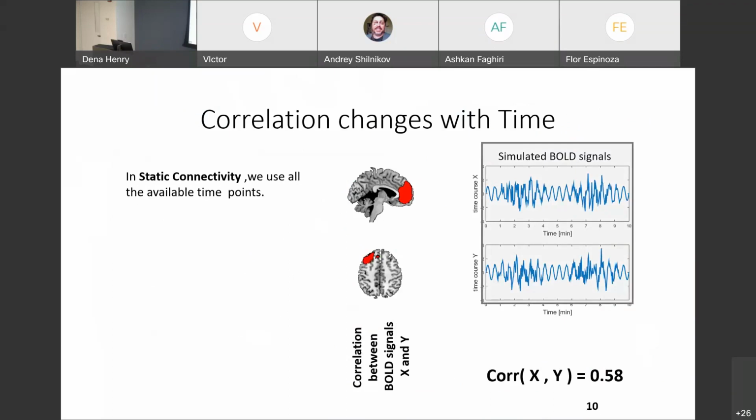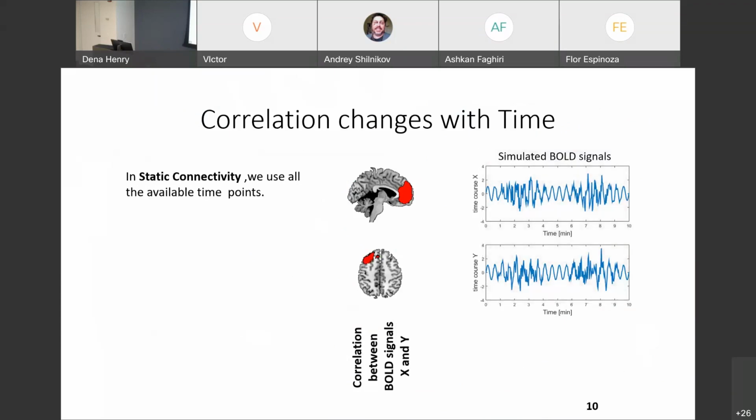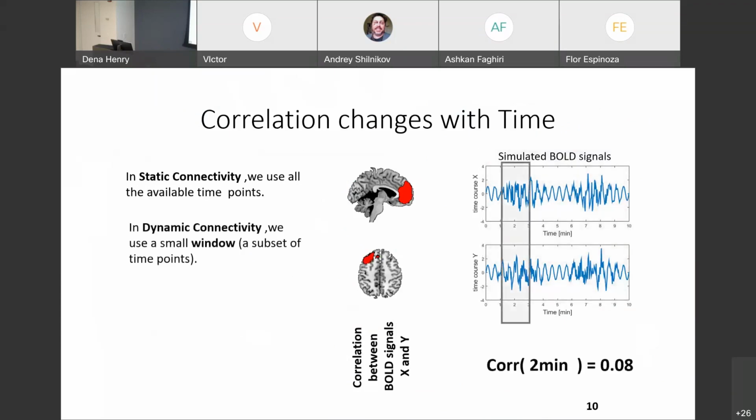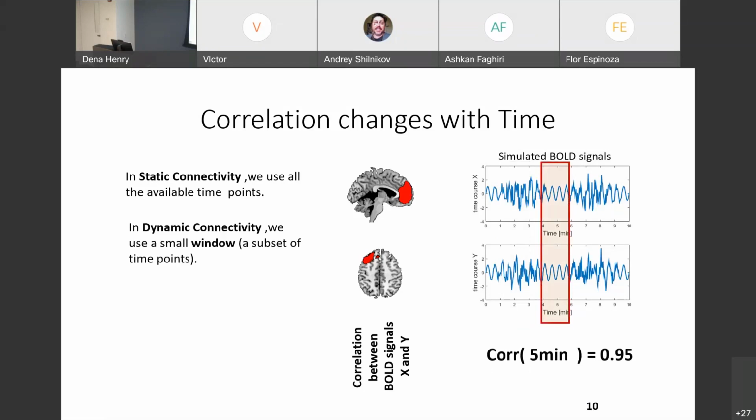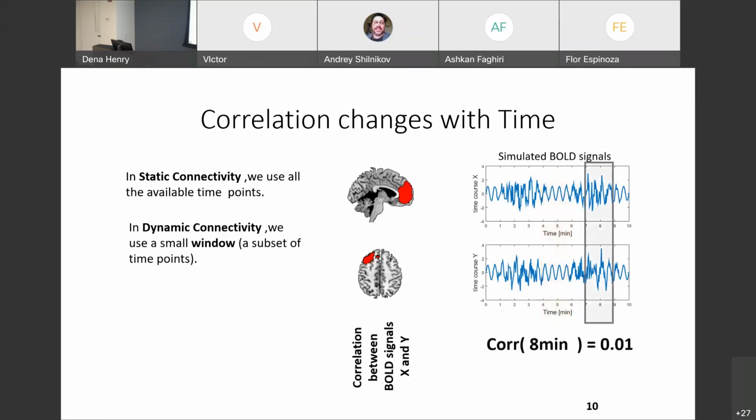However, you can see that in between the middle, there are more things happening than just a single correlation value. For example, if you take the first part of it, something between 1 and 3 seconds, you get a correlation value of 0.08, which is very low. If you take values in the middle of it, you get a correlation value of 0.95, which is extremely high. And if you go further in time, the correlation value drops again.